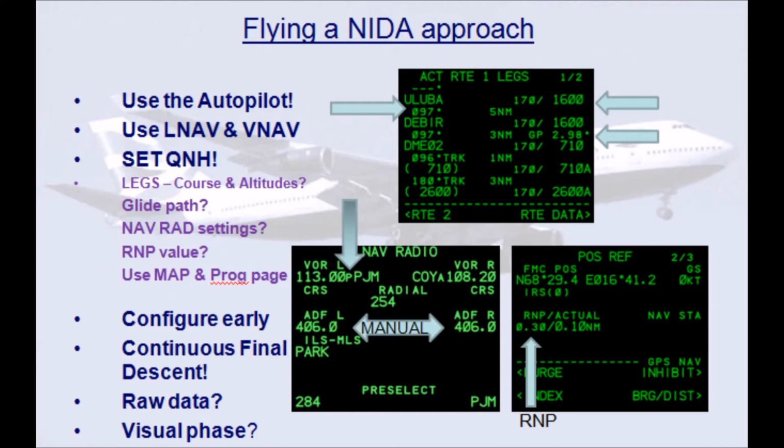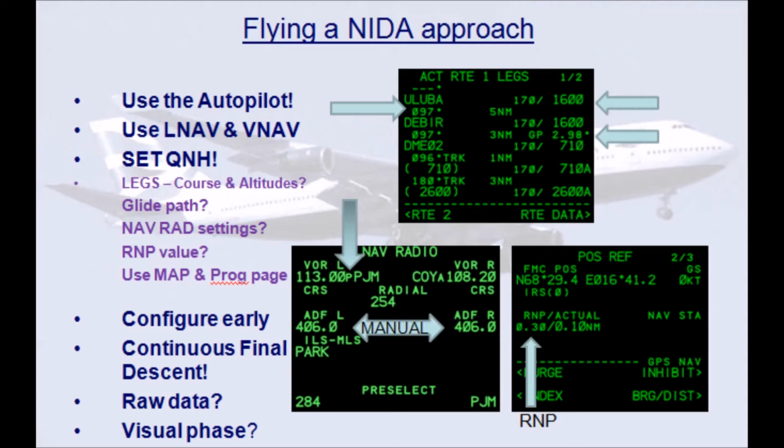A localizer approach, then localizer is preferred to LNAV. And in fact, as long as you're not flying an RNAV approach, you are allowed to use heading select or VS if you prefer, but why, frankly, would you want to do that? So LNAV and VNAV is the way to go. Make sure you set the right QNH. If you set the wrong QNH, the whole procedure and final approach will be flown at the wrong altitude.